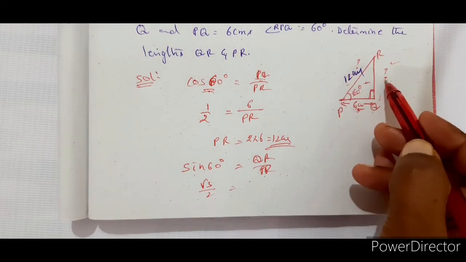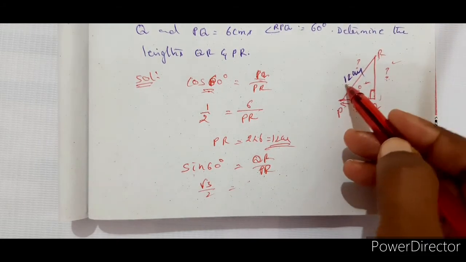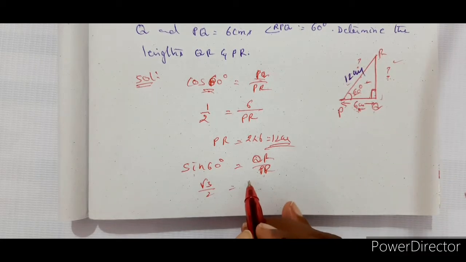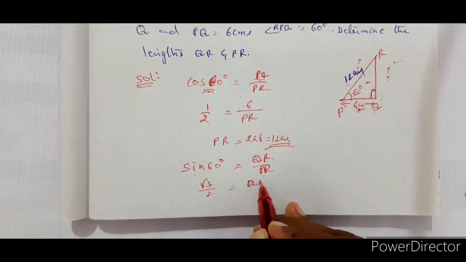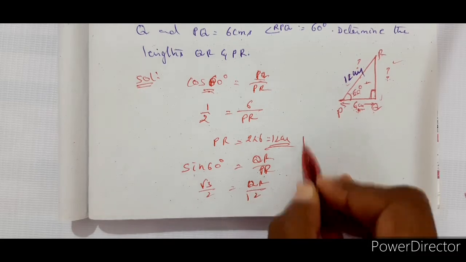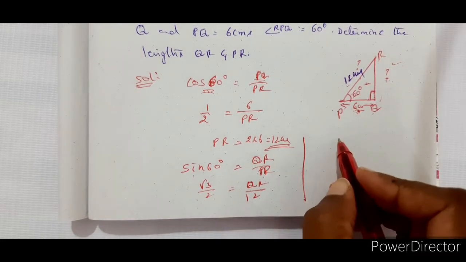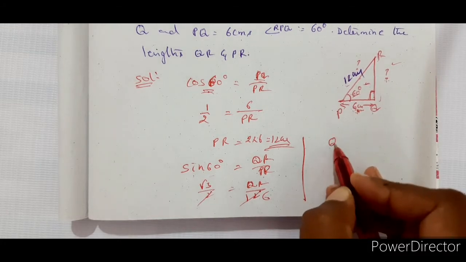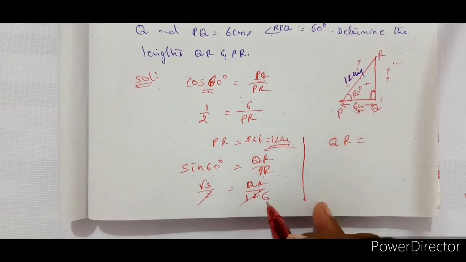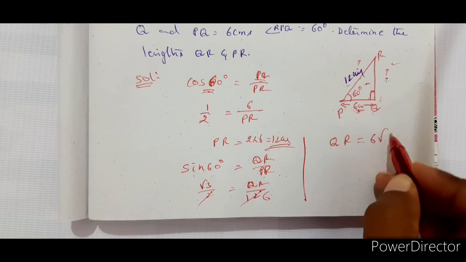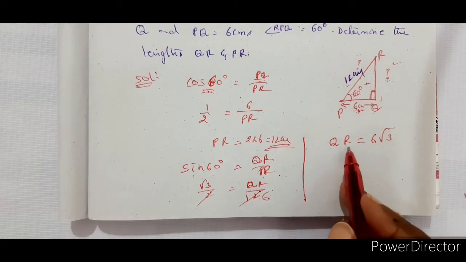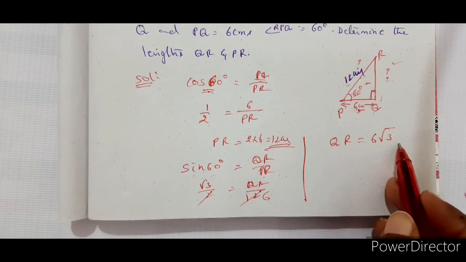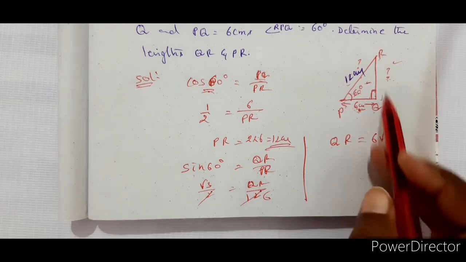So root 3 by 2 is equal to QR by PR. What is QR? Do you know? No, we have to find that one only. PR, do you know? Yes, we determined just now as 12. So therefore, QR by 12. Cross multiplication, so 2 and 6 you can cancel. QR is equal to 6 root 3. So this is what we got.